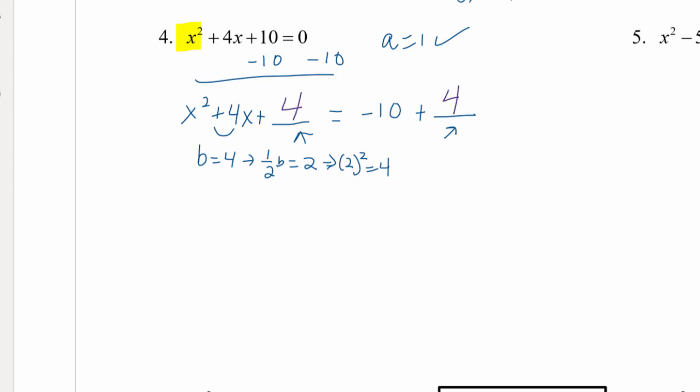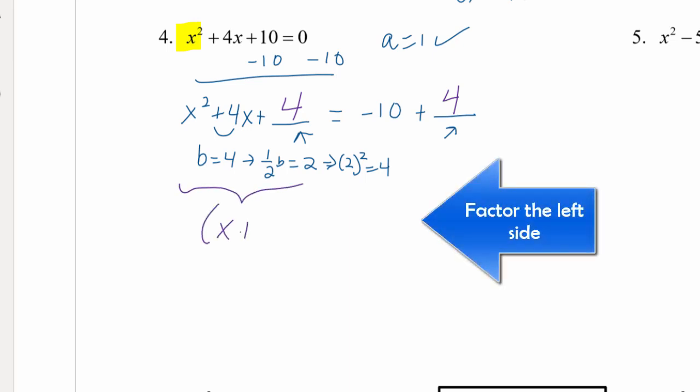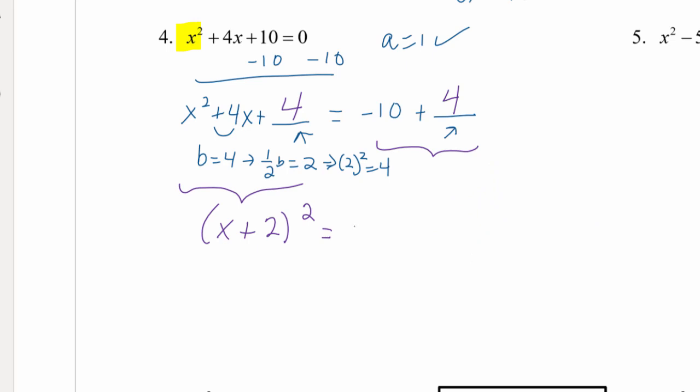Okay. All right. Next step is to factor. So the left-hand side, we completed the square so that we could factor this as a binomial squared. It's x plus 2 squared. And then on the right-hand side, we're going to add a negative 10 and a positive 4 and get a negative 6.